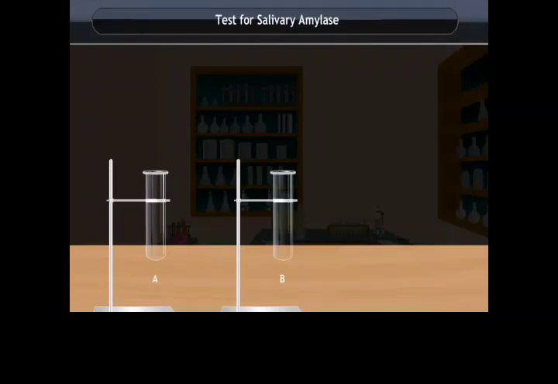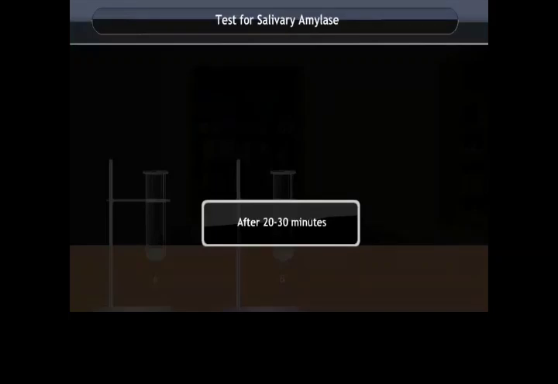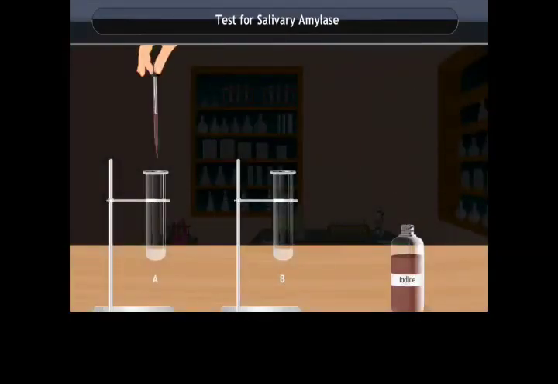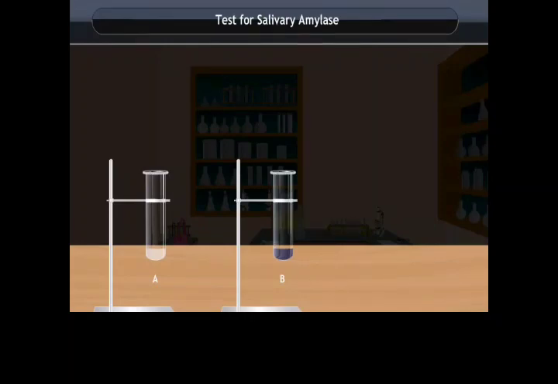Test for salivary amylase. Take 1 ml of 1% starch solution in 2 test tubes A and B. Add 1 ml of saliva to test tube A and leave both test tubes undisturbed for 20 to 30 minutes. Now add a few drops of dilute iodine solution to the test tubes. In which test tube do you observe a color change? What does this indicate about the presence or absence of starch in the 2 test tubes?